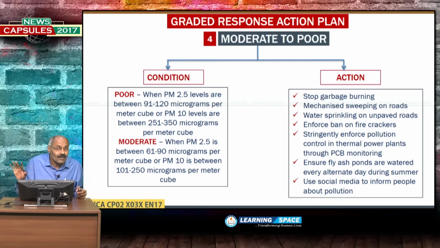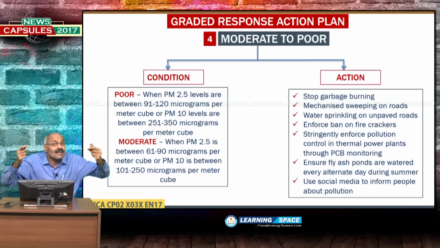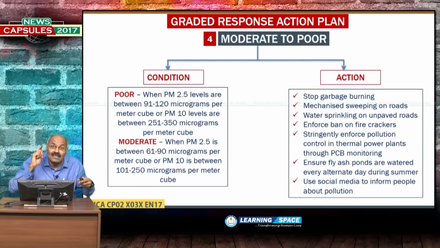No action is required when PM 2.5 is up to 60, and no action is required if PM 10 is up to 100. So, the safe limits are PM 2.5 at 60 micrograms per cubic meter, and PM 10 at 100 micrograms per cubic meter. If this exceeds these limits, then the first category is moderate to poor. When the air quality goes into the first category, the government has to take some action. What is that action? Garbage burning is to be stopped.